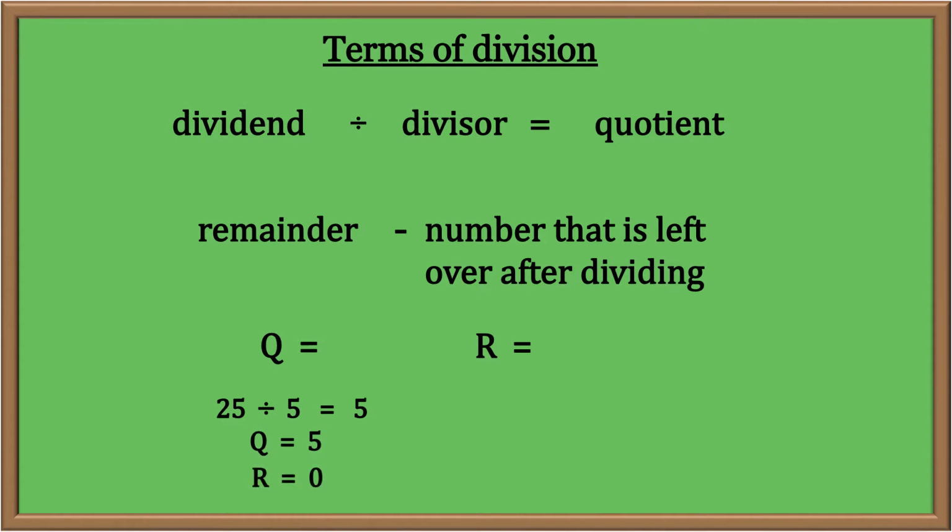In the example 28 divided by 5 is equal to 5. There is a remainder 3. So Q is equal to 5 and R is equal to 3. Now let us solve a few examples using long division.